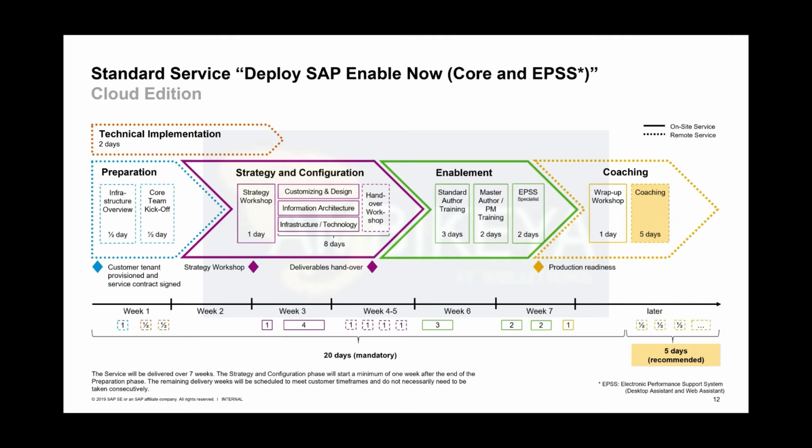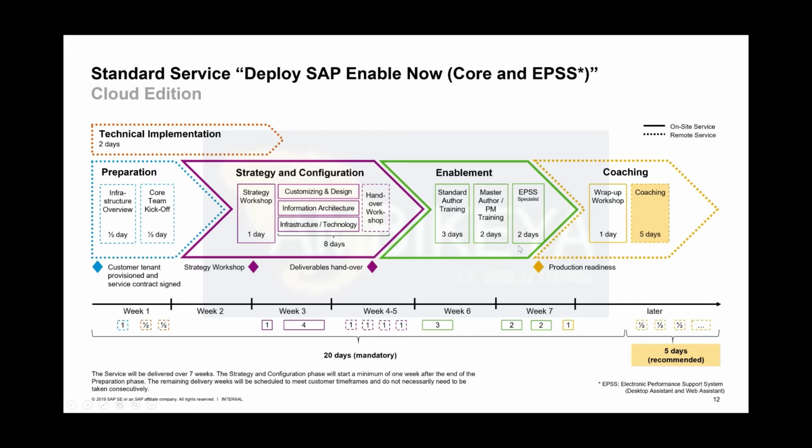Okay, the next one, just to compare again: technical implementation takes longer if we add EPSS to the menu, for sure. We need more time here, especially for infrastructure and technology. It's not 6, it's 8 now. And we have another block of training. So 5 days of enablement now become 7 because we have the EPSS specialist training here.